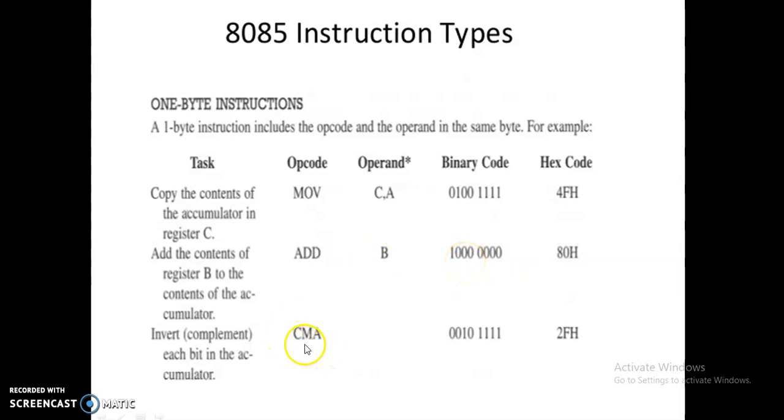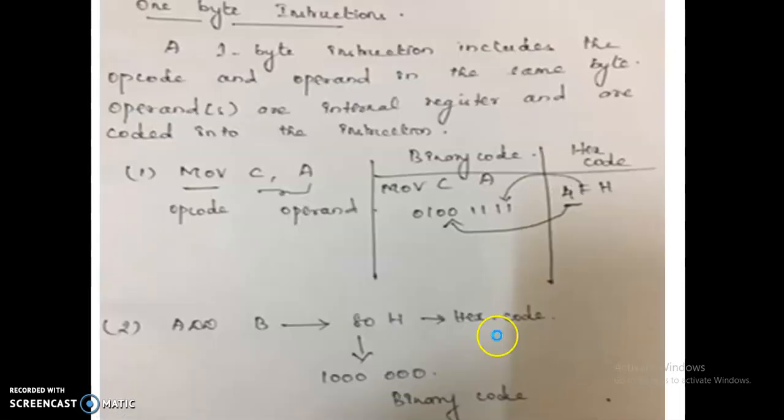Here is another example of a 1 byte instruction. It is complement, CMA. CM is complement, A means accumulator. So the content of the accumulator is complemented. The equivalent hexadecimal code for CMA is 2F. This was converted to the binary code as this 2, this is F. So here you can see a 1 byte instruction includes the opcode and operand in the same byte.